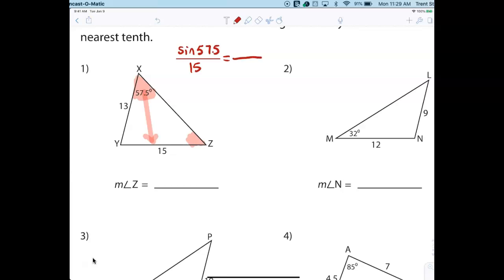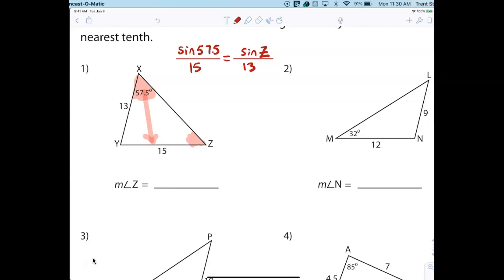So now what? 13. Where does 13 go, on the top or the bottom? Now, the top, listen to me. Oh, bottom, because the side goes in the bottom. So 13 on the bottom. Do we know what Z is? No, so we have to put sine of Z.